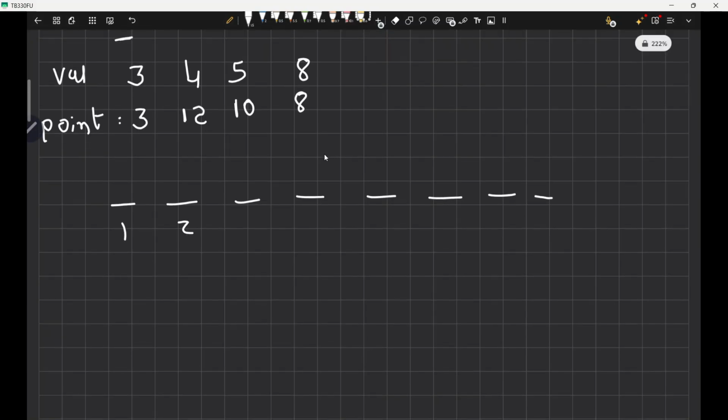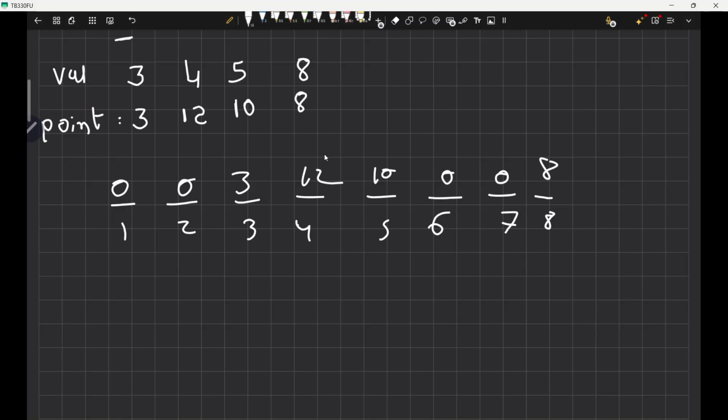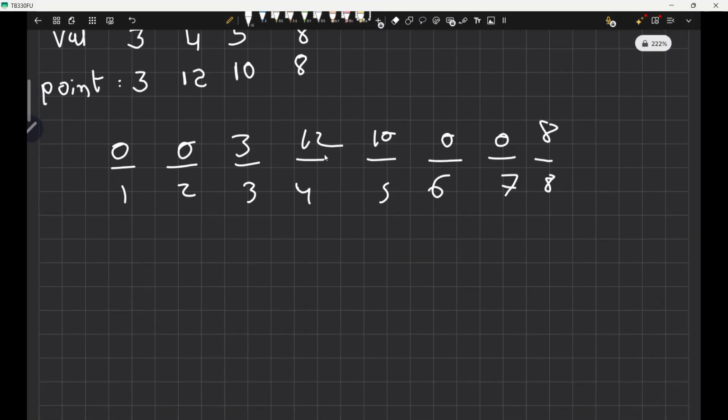Now let's say that this is something like that. Then you calculate the points you get to rob this house. It is not a house, but something like this: 0, 0, then 3, then 12, then 10, 0, 0, and 8. That's it. And now the maximum points you get if you cannot take two adjacent indexes, right? Like we discussed in the house robber problem.